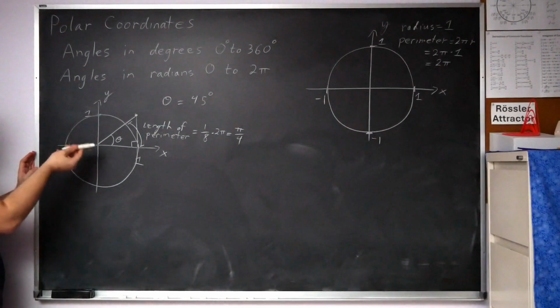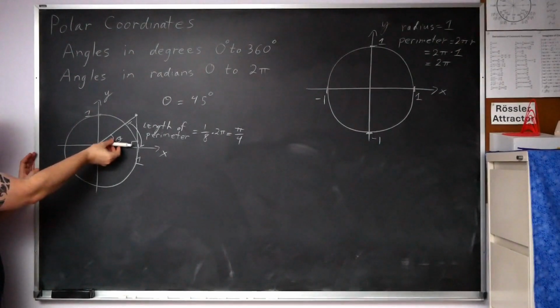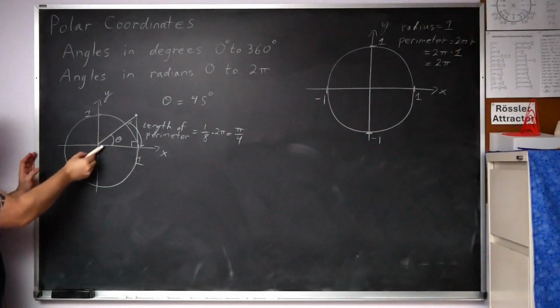So that's what radians is actually measuring. It's measuring a length that you traverse along a unit circle in order to trace out the angle that you care about.